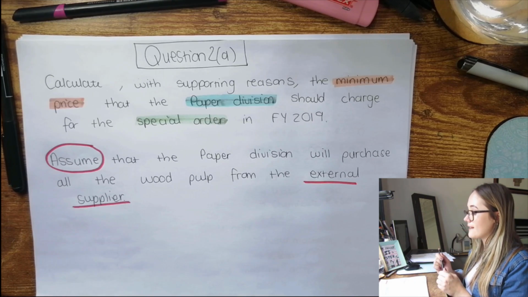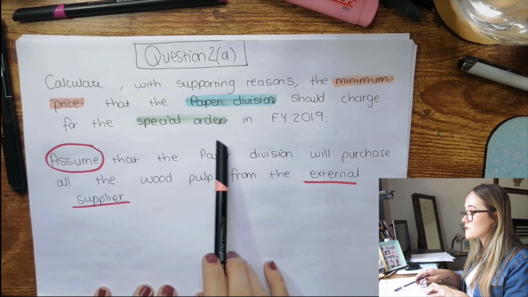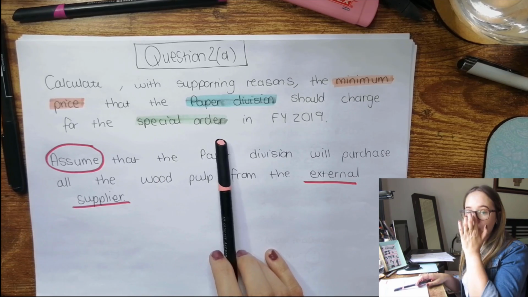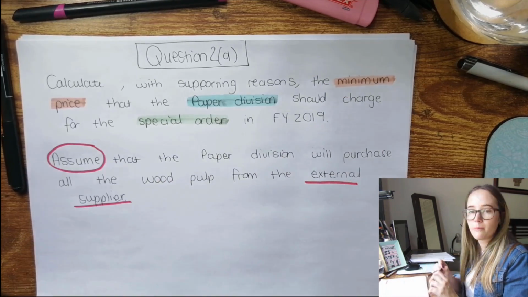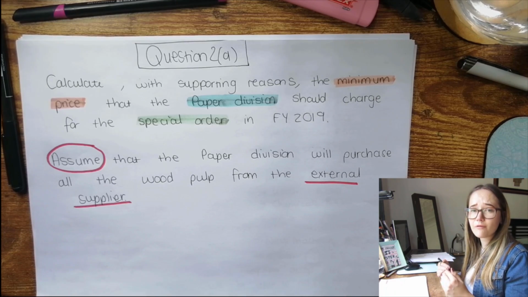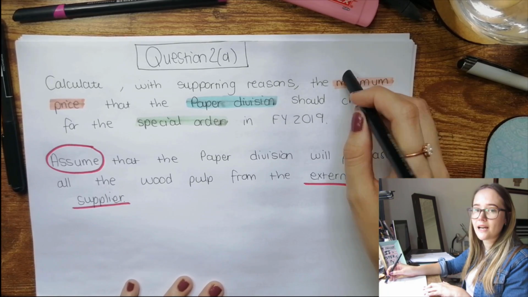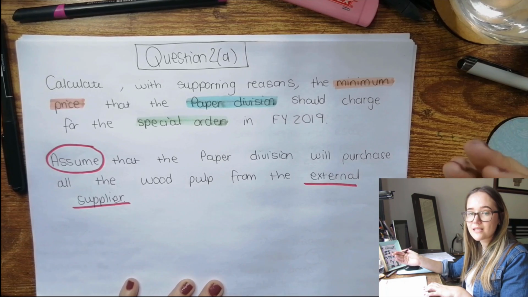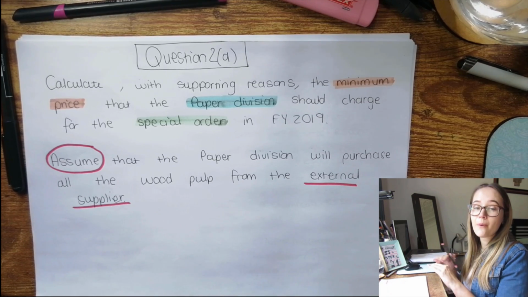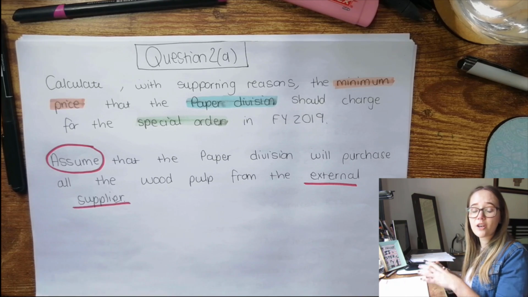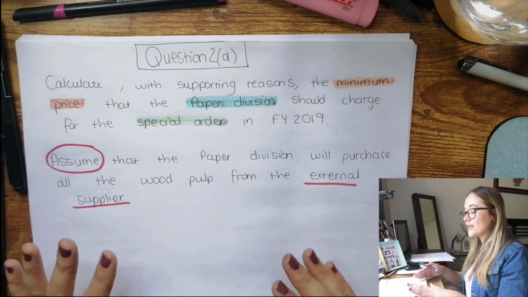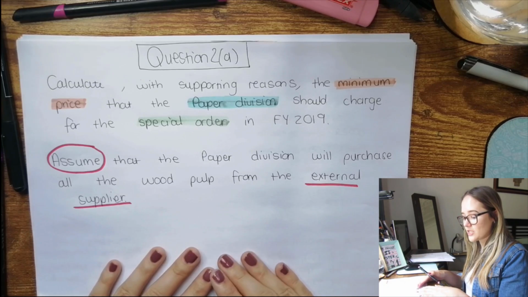Right, so the question that we're looking at is we want to calculate, with supporting reasons, the minimum price that the paper division should charge for the special order in the financial year 2019. Right, so we're looking at only the paper division. It's the special order. That's where our short-term decision making comes in, and we are calculating the minimum price. Now, don't get confused between minimum price here and minimum price for transfer pricing. This is still the minimum selling price that they should ask for the special order. It's not a transfer pricing question. It's still a short-term decision-making question.